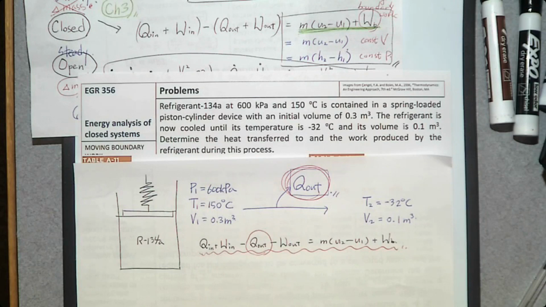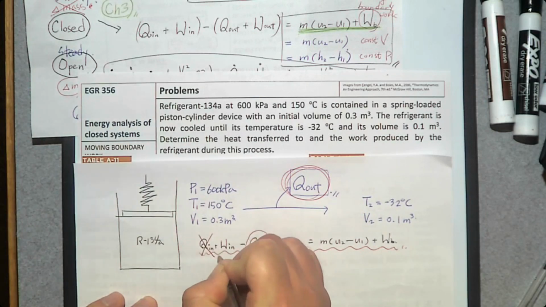What is the second law of thermodynamics? The second law of thermodynamics is heat is transferred from a high temperature point to a lower temperature point. So when heat is removed from this R134A, that means R134A is at a higher temperature than the surroundings, right? So is there heat transfer going in when it is at a higher temperature than the surroundings? No. So we can neglect Q in.